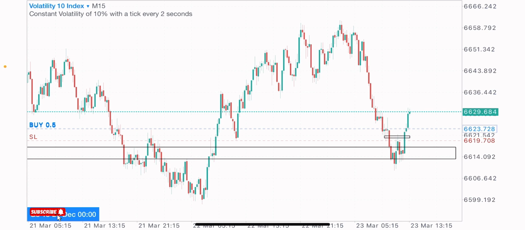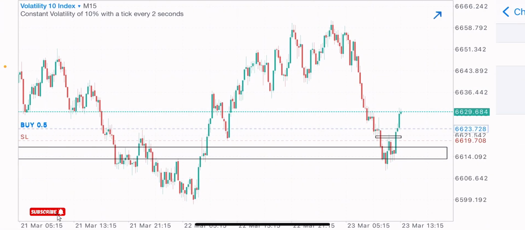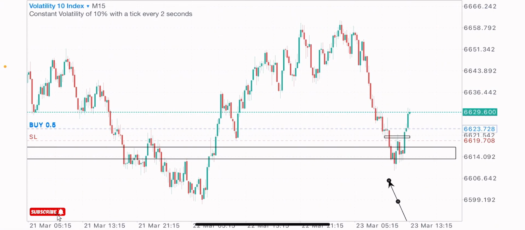Then why did I buy? Why did I actually take the buys from this zone? We'll be coming to that.